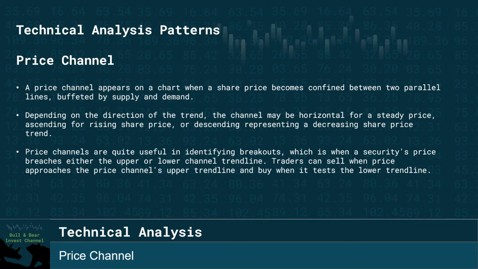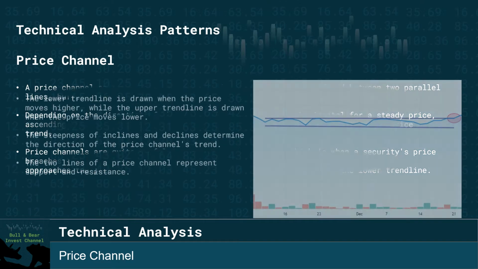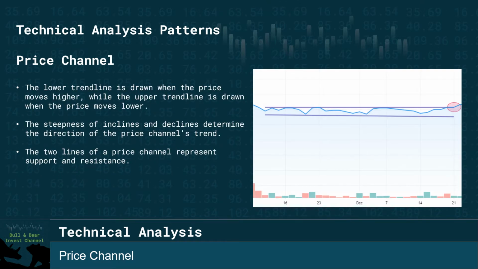Traders can sell when the price approaches the price channel's upper trend line and buy the stock when it tests its lower trend line. The lower trend line is drawn when the price moves higher, while the upper trend line is drawn when the price moves lower. The steepness of the inclines and declines determine the direction of the price channel's trend. The two lines of a price channel represent the support and resistance.